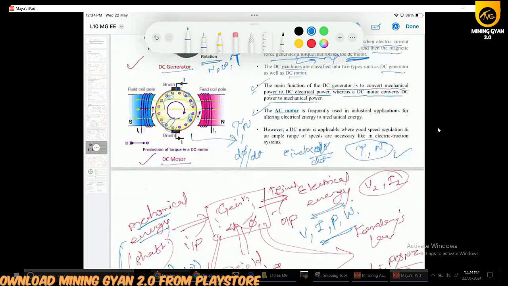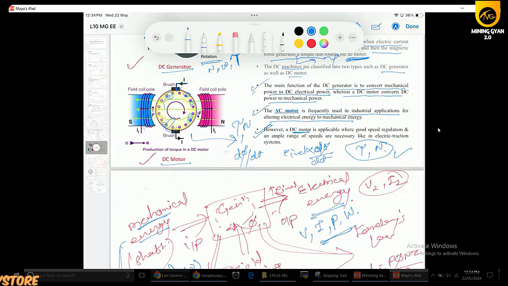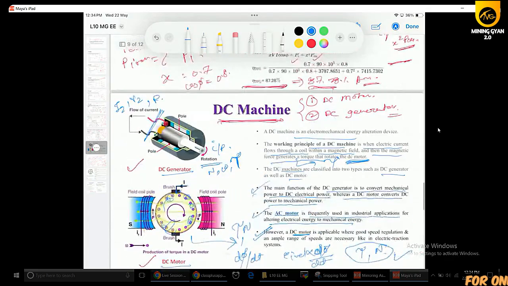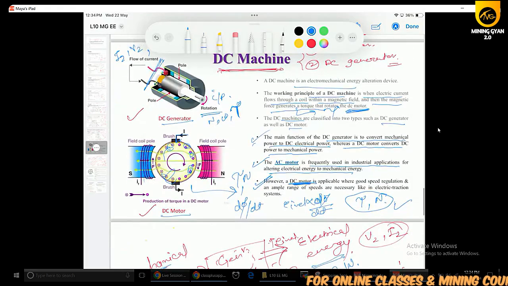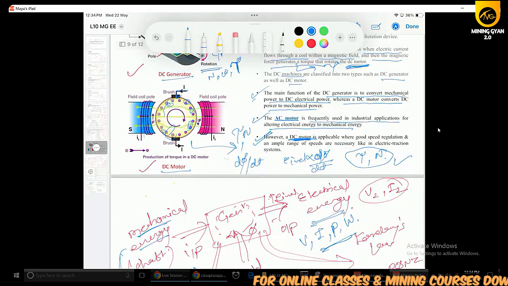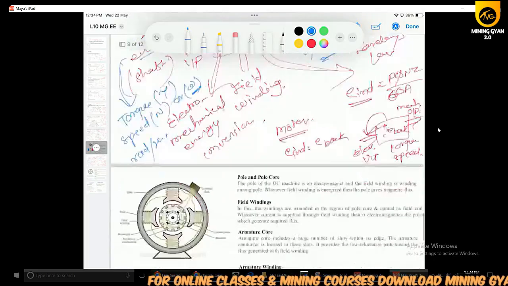Okay, then how is it different from the AC motor? An AC motor is generally used in industrial applications for converting electrical energy to mechanical energy. But we generally use a DC motor when we want speed regulation, meaning from lower speed to higher speed. If we want different variations, then obviously we will go for the DC motor only. But for the other applications, we generally prefer AC motors. So that is the thing.